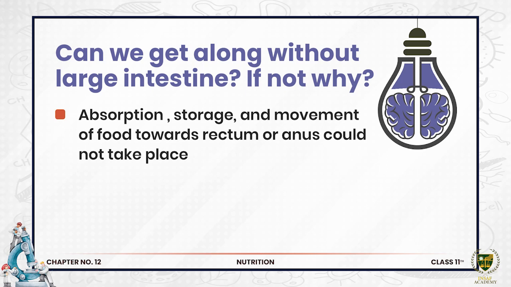And number 4, can we get along without large intestine? If not, then why? So we cannot get along without large intestine because it helps in absorption of the water and minerals, and it is also involved in the removal of waste and movement of waste throughout the body. Clear? So we cannot live without the large intestine, as it is the important part, because water absorption happens from here, and not anywhere before it. So if it is not there, there is no water absorption, so it will lead to various abnormalities.